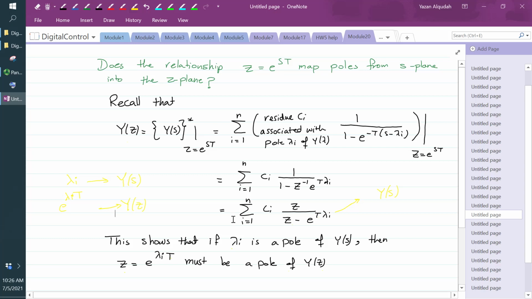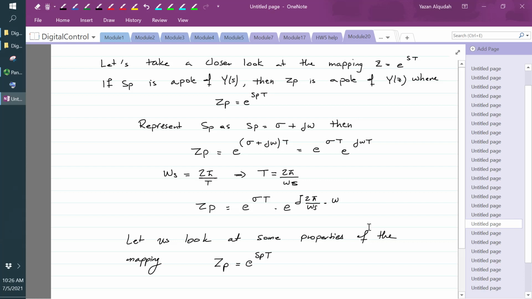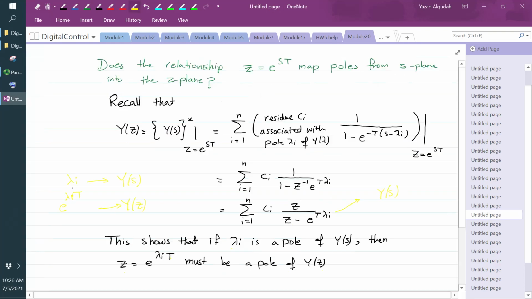Okay. So therefore, let's look closer at this mapping z equals e to the s multiplied by T, the mapping of that pole that we've seen here from the continuous time to the discrete time. The pole goes from s1 to e to the s1 multiplied by T.